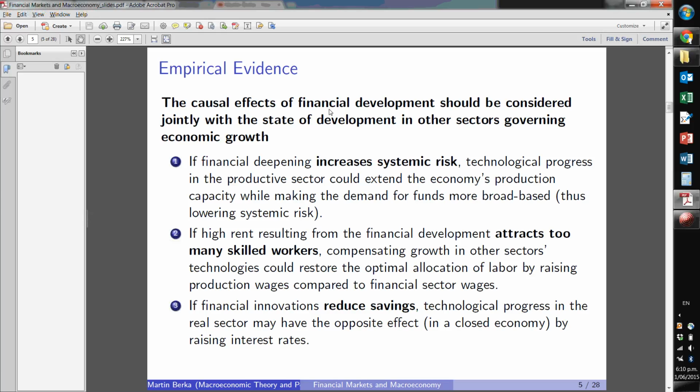And often it's said that financial innovations such as credit cards reduce savings, and then technological progress in the real sector may have the opposite effect. So, an increase in wealth can result in an increase in savings. It doesn't have to, because it really depends on when this wealth increase is happening and the time path of this wealth increase, which is the topic that we've discussed already. And that is what would determine whether savings will be reduced or not reduced as a result of a positive technological progress.